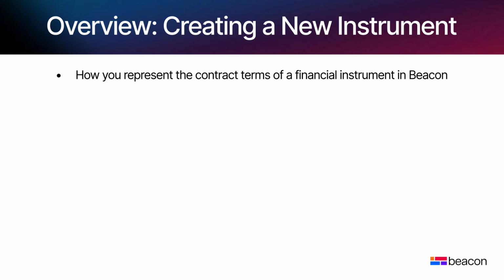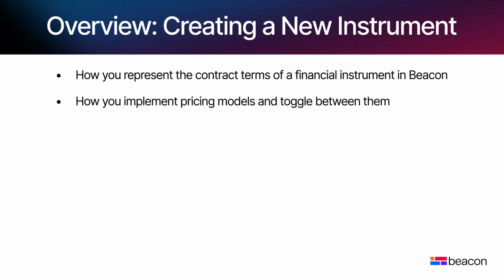That instrument needs to know how to price itself. So we'll incorporate a couple of pricing models. One will be the default pricing model, and the other will be a comparison model. It also needs to know how to evolve itself through life cycle events. So these are things like coupon payments, option exercises, knock-ins, and that sort of thing. We'll walk through how to support that kind of event in Beacon instruments.